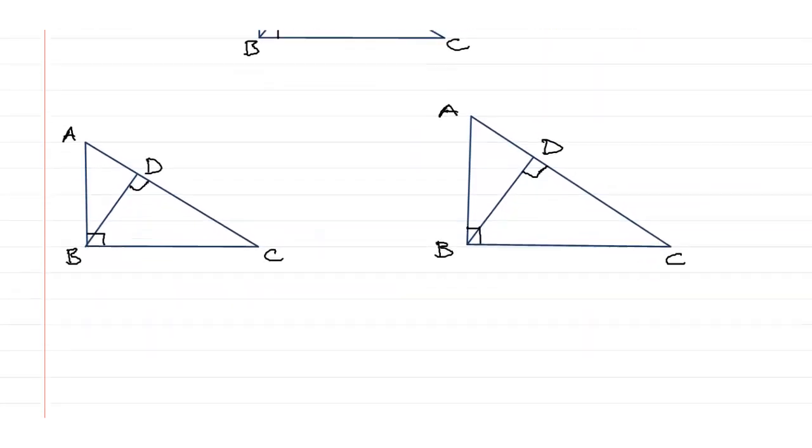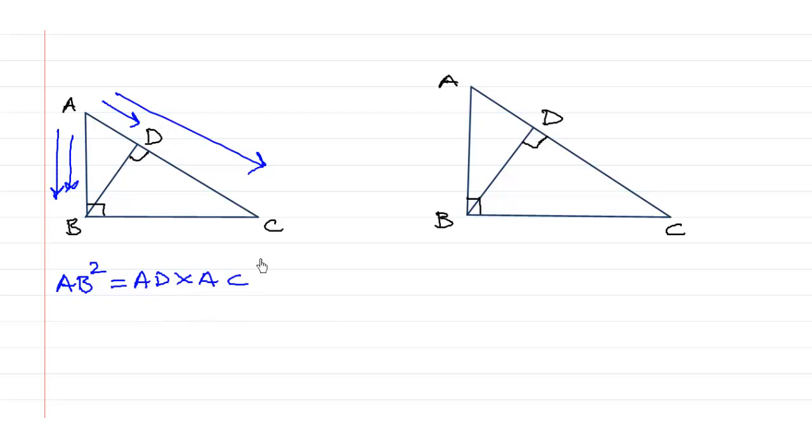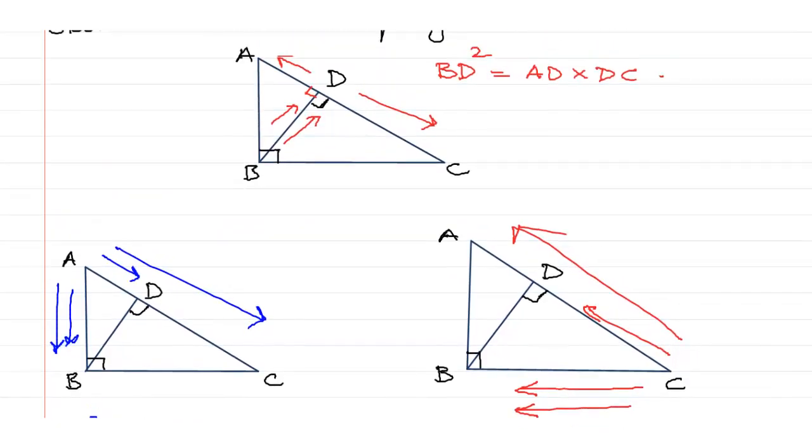Then we have some more formulas. According to the similarities of right angle triangle, we can state that AB squared is equal to AD into AC. You can see over here all the formulas start with the letter A. Similarly, we can start with the letter C. CB squared, or BC squared, is equal to CD into CA. So these are the three formulae that we get from similarity of right angle triangle.